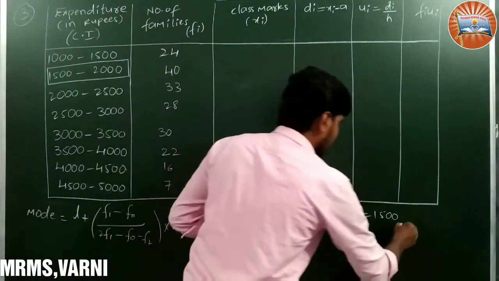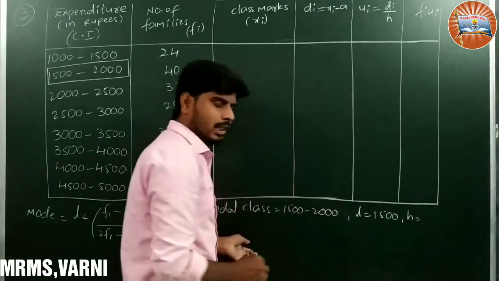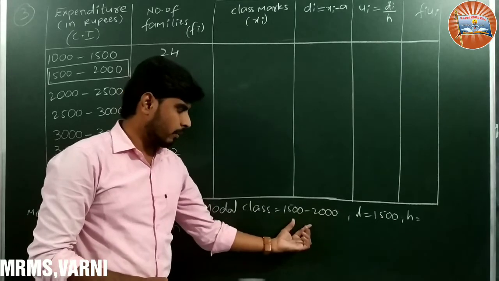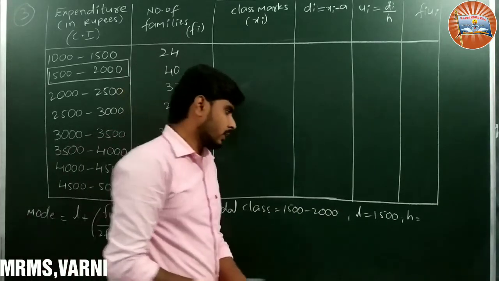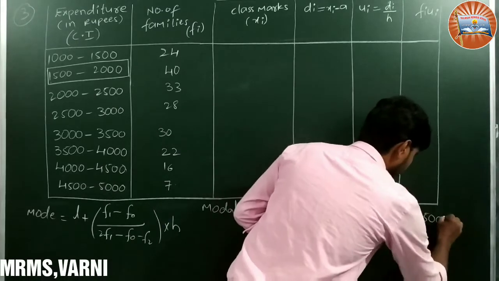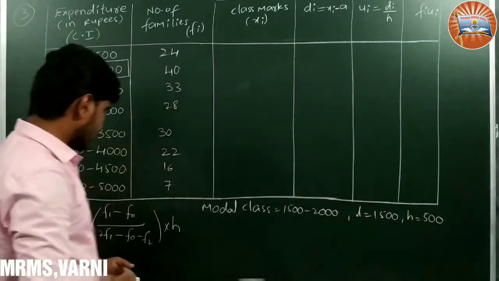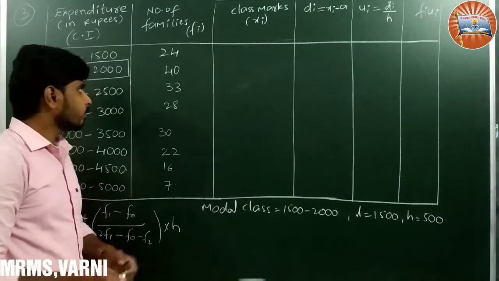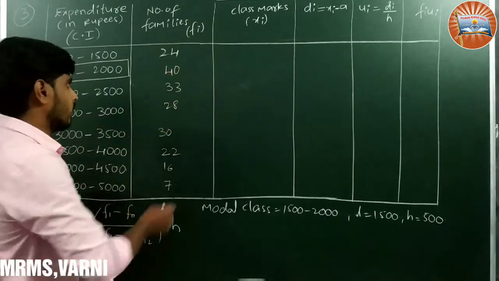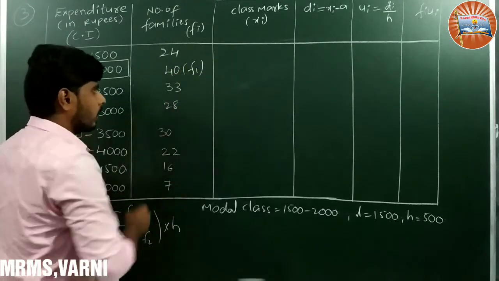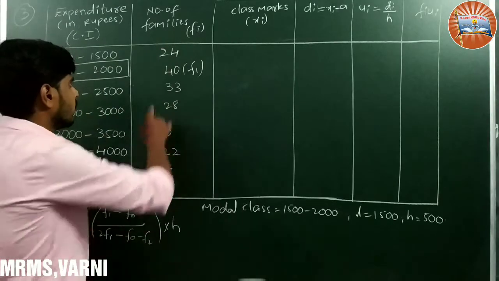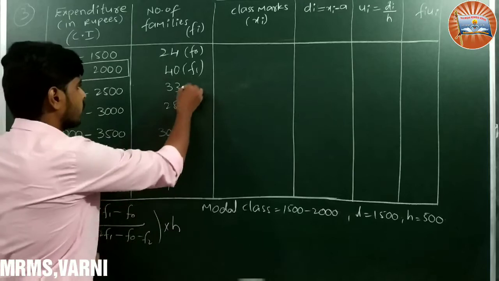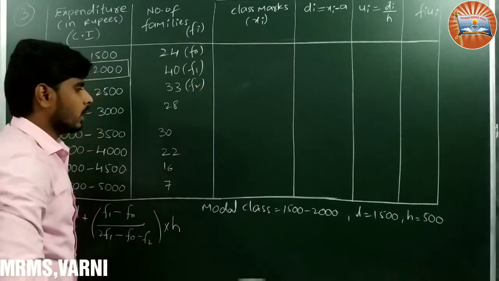Now what is the H value? The class size of the modal class. What is the class size here? What is the difference between 2000 and 1500? It is 500. So H is 500. Now what is remaining? F1, F0, F2. What is the highest frequency here? It is 40. So the highest frequency value is called F1. The preceding term is F0 and the succeeding term, after that, is F2. These are the values.